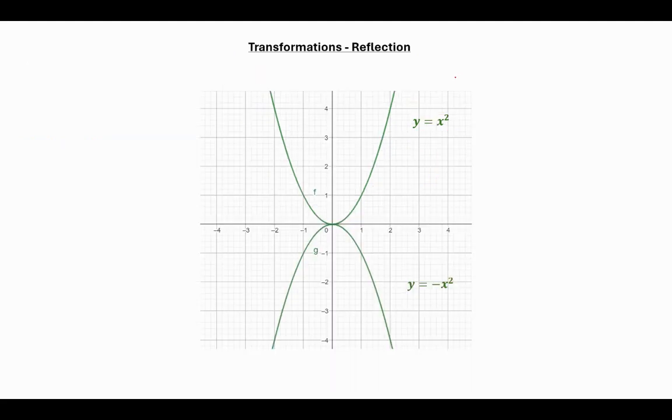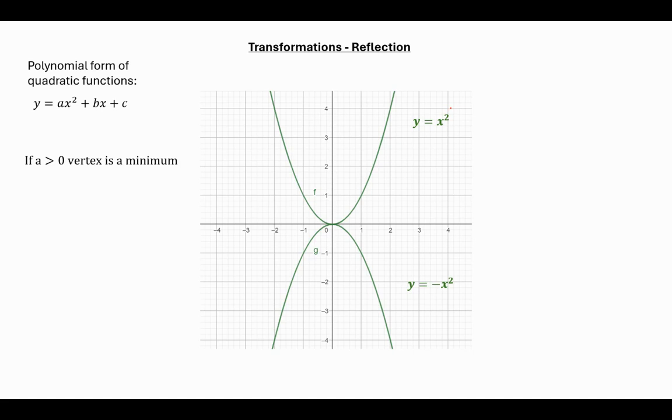The next transformation is a reflection. And for a reflection, again, we can look at the polynomial form, and looking at a, it depends on the sign of a. So if a is positive, greater than 0, then the vertex will be a minimum, like in this case. And we said that these parabolas are concave up. If a is negative, then the vertex is a maximum, and these parabolas are concave down.